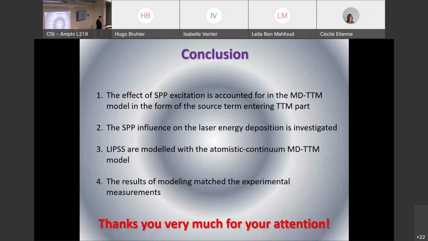So to conclude, we included the effect of surface plasmon polariton excitation into the combined atomistic continuum approach. We investigated how this surface plasmon polariton results in the redistribution of the absorbed energy. We modeled LIPS, and we were successful in matching the experimental measurements with the results of modeling.